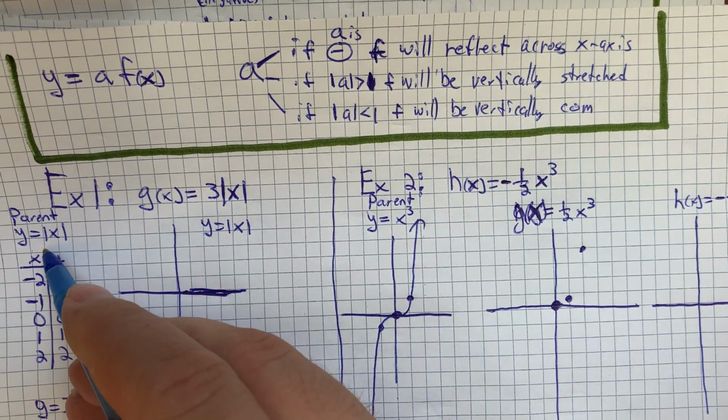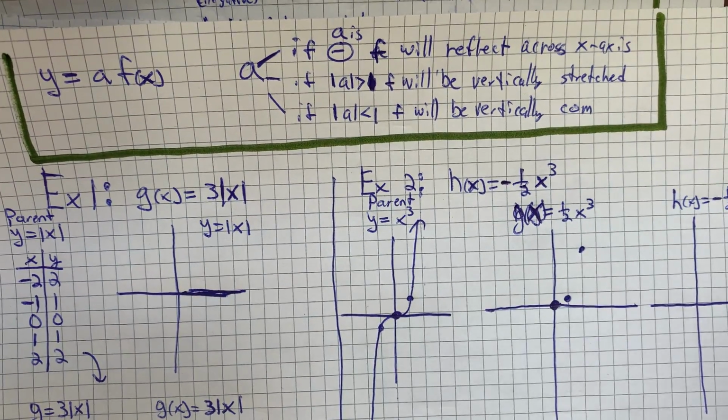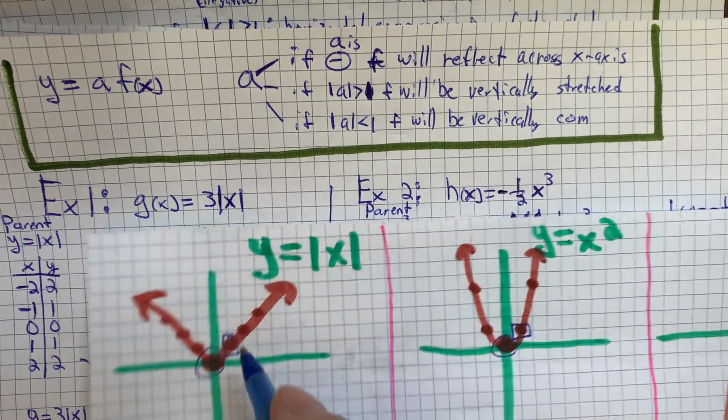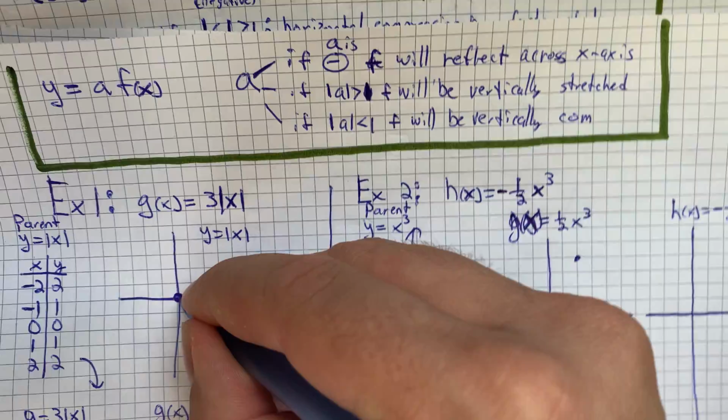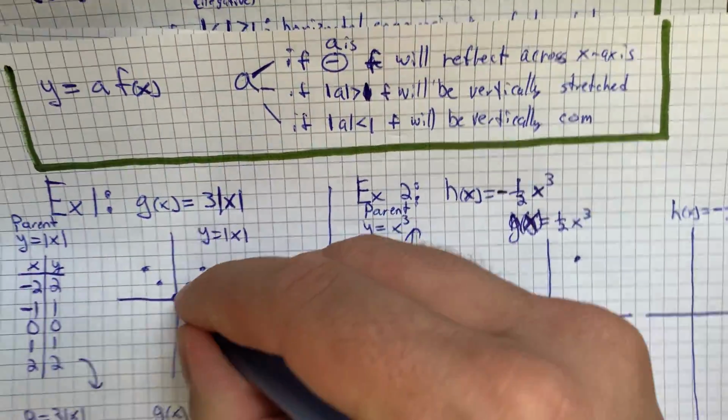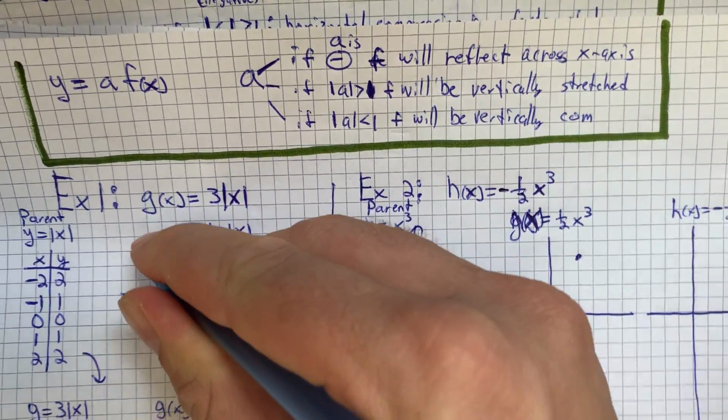So let's look at the parent function. Y equals the absolute value of x. And here's our parent function, y equals absolute value of x. It has a vertex at 0, 0. It's got these points here. All right, this is what it looks like. This is the parent function.